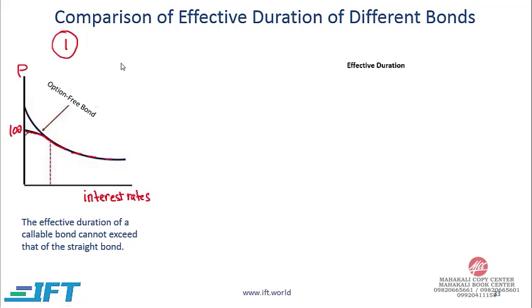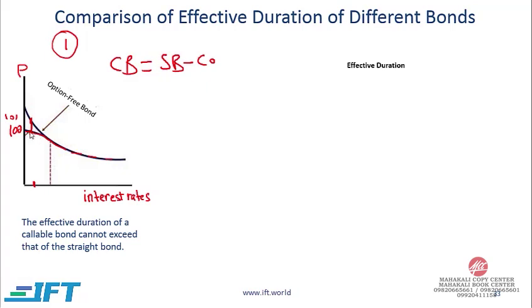Based on what we've talked about before, where we said that the value of a callable bond is equal to the value of a straight bond minus the value of the call option, we can actually see that in this picture. Let's say at this interest rate, the value of the straight bond is 101 and the value of the callable bond is, let's say, 99.9. Then the difference between those two numbers is the value of the call option.